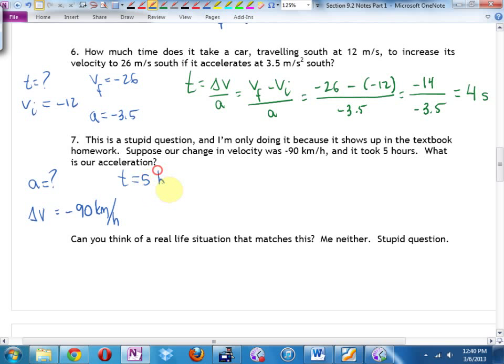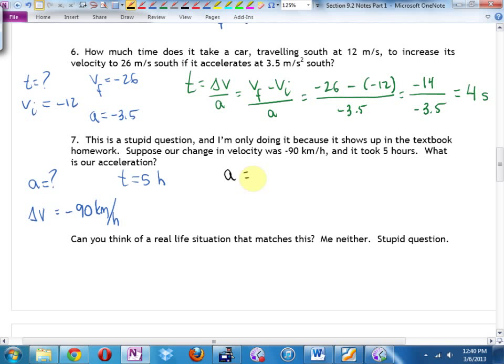Now, double check. Do our units match? Is everything either in hours or in seconds? Everything's in hours. I'm okay with this. If they weren't, I might have to do some conversions, minutes to hours or something like that. Okay, what's an equation that has the a by itself?